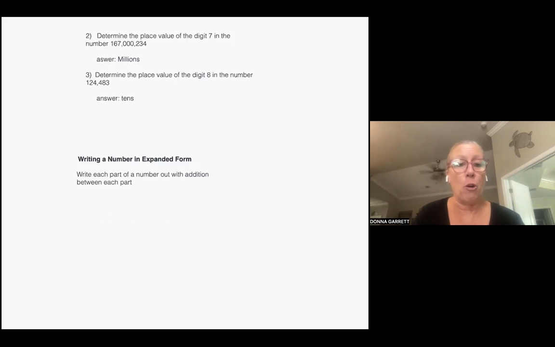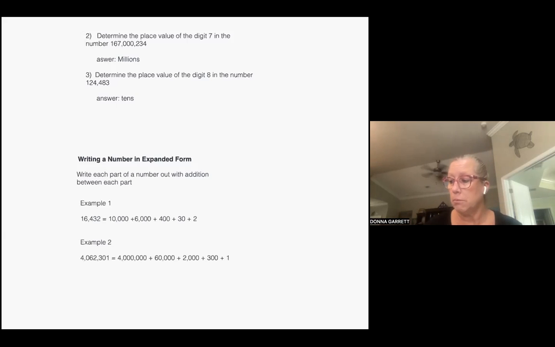Then we're going to add our 300. 3 is in the 100s place, so 300. Again, there is a 0 in the tens place. We don't need to write it because there's nothing there. And then we have 1. And that would be the expanded form.